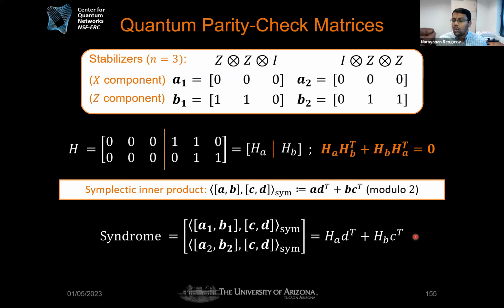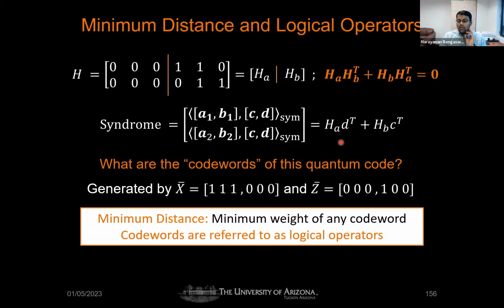So now you see how we have gotten to a similar form that we had for classical error correction. For classical error correction, we had a received vector Y, and then we computed the syndrome as H times Y transpose. Here you have the error given by C comma D, and then you just do the symplectic inner product with the quantum parity check matrix, and that gives you the syndrome. So it's very similar to classical error correction, just that it's a different inner product. Okay, so we have seen this.